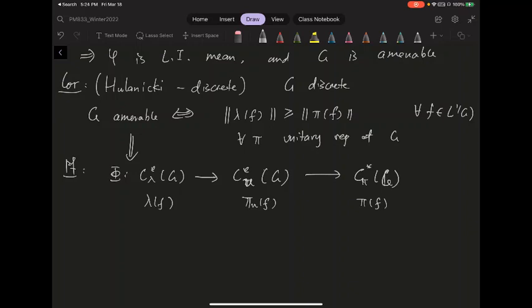And of course, this is still going to hold even if you replace G by a locally compact Hausdorff group, okay? So I'm not going to prove that in this course.